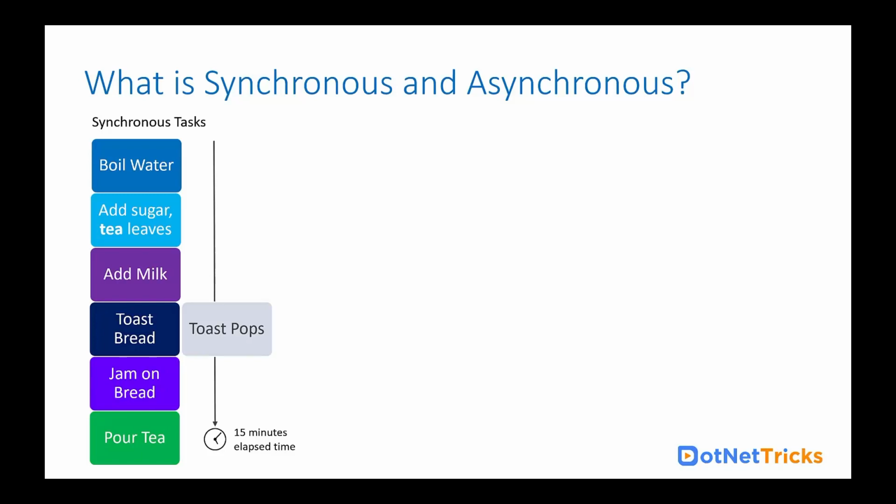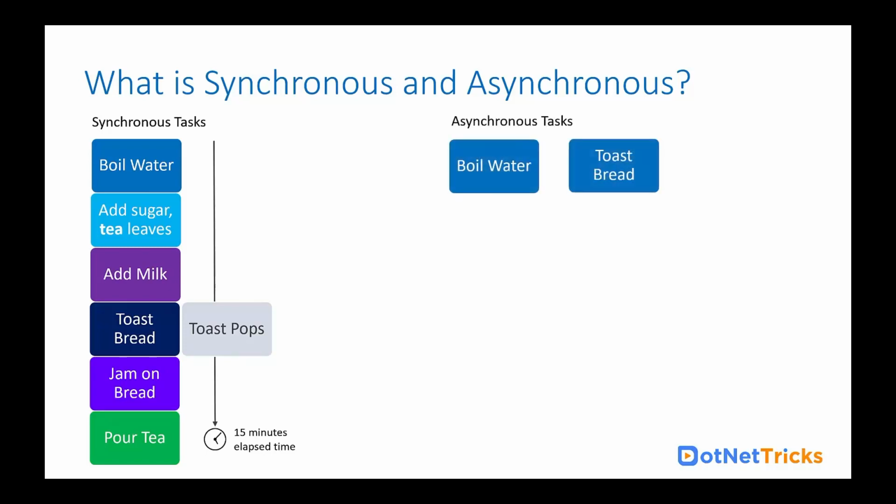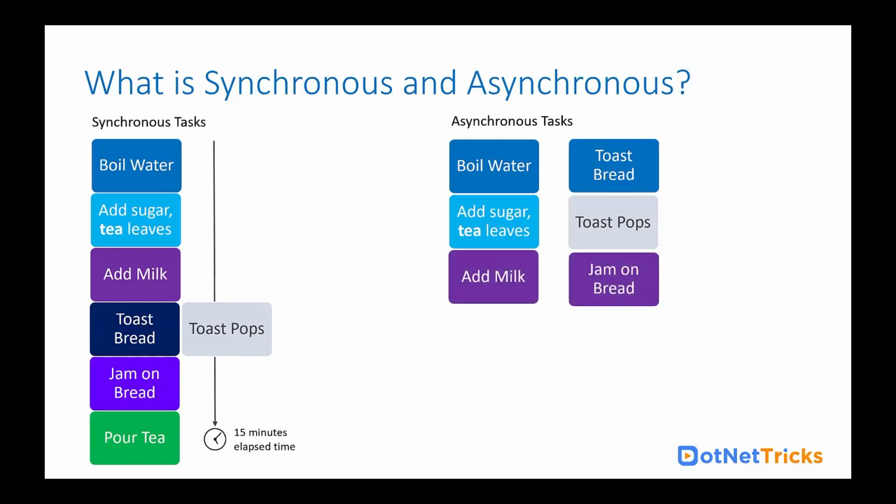How can we do it using the asynchronous style? First put a pot on for boiling the water, and simultaneously put the bread into the toaster. Then you add the sugar and tea leaves. Meanwhile the toaster pops the toast. Then you can add the milk into your boiled water, and after adding the milk you can start putting the jam on the bread because the toast is already ready. Then you pour the tea into a cup.